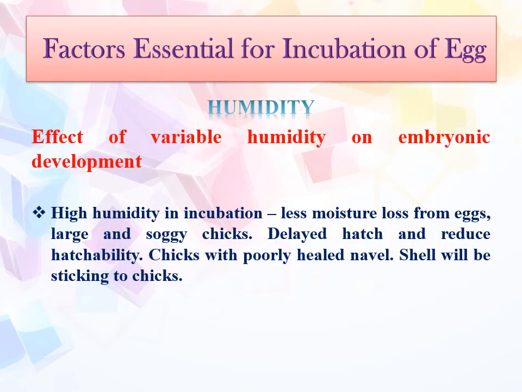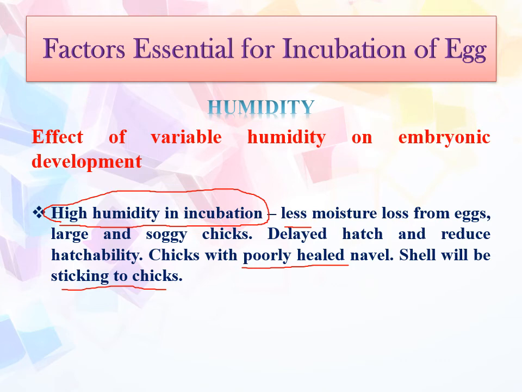So till now we have learned about the effect of low humidity. Now we will see the effect of high humidity. It will be somewhat vice versa. If the desired level of 60 to 70% humidity is not maintained, but the humidity reaches 80 to 90%, then there will be very low moisture loss from the egg, so whatever chicks are born will be very large and soggy. There will be delay in hatch, reduced hatchability, and chicks born with poorly healed navel and shell sticking to chicks. So these are some effects of high humidity during the incubation.